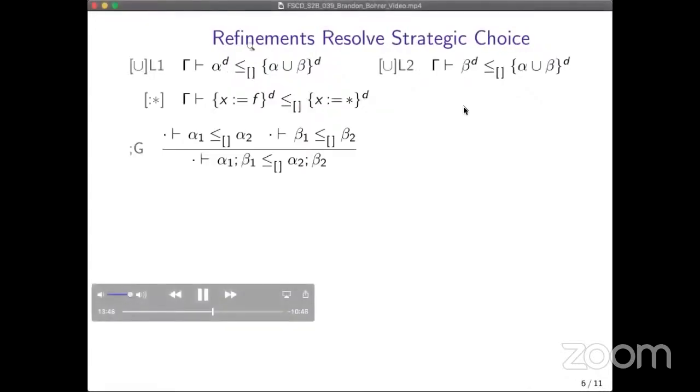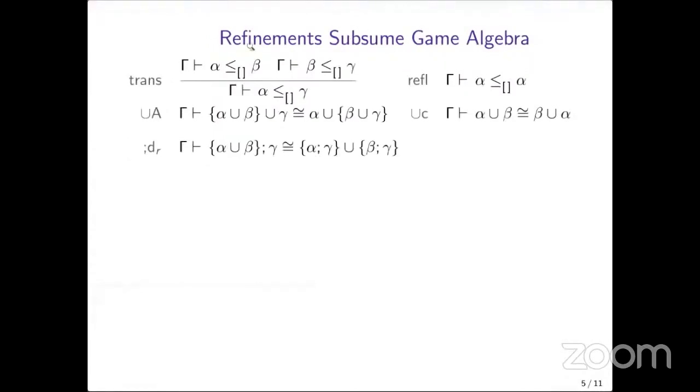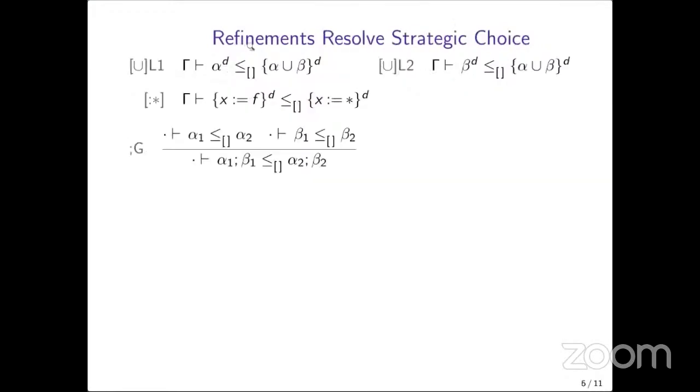The second class of rules are those which help us resolve a strategic choice. Here, the dualities mean that Angel is in control. So if Angel gets to control a choice between alpha and beta, she's allowed to just play alpha, or she's allowed to just play beta. And if you combine this with some case analysis rule, we could say that some of the times you play alpha and some of the times you play beta.